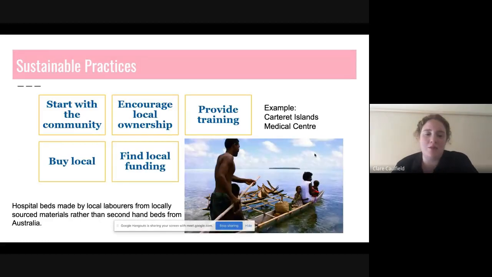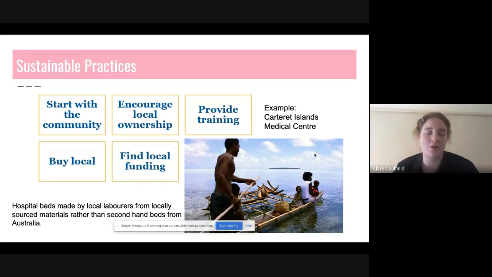And then when it comes to sustainable practices, there are 5 listed here: start with the community, encourage local ownership, provide training, buy local, and find local funding. If we use our example from the Carteret Islanders and their medical centre, they identified that they specifically needed hospital beds. In Victoria, we have a Rotary program called Donations in Kind. It's a big warehouse in Footscray where people can donate secondhand goods that they think will be useful to communities overseas. And there are all sorts of things in there: school equipment, I think there was a playground once, clothing, books, and they also have hospital beds.